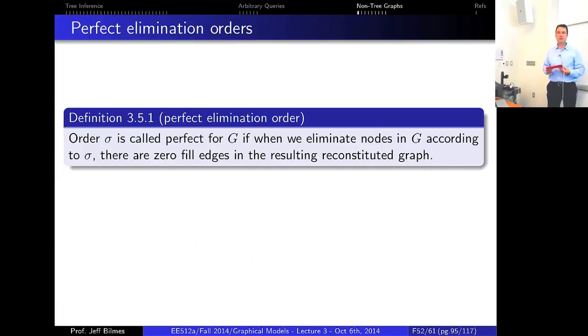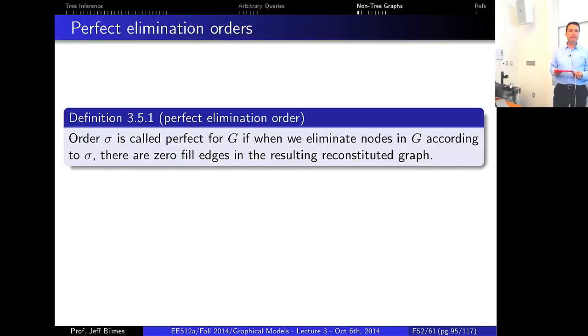We also talked about and showed examples where you can run elimination on any graph. And we also talked about there being an order associated with elimination, sigma. So sigma is called a perfect elimination order if it's the case that when we run elimination, there are no fill-in edges in the reconstituted graph. So F sub sigma is the empty set.